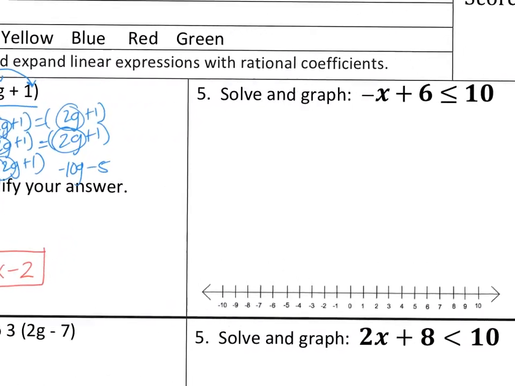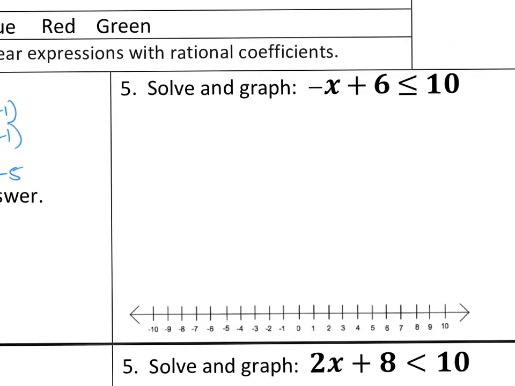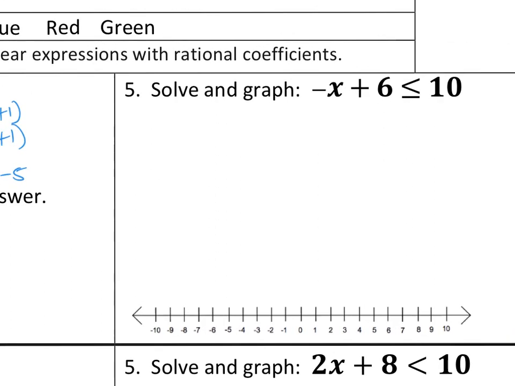Solving and graphing inequalities is almost the same as solving equations, except if you have a negative in front of the variable, you're going to end up flipping the inequality. Let me say that again. If you have a negative coefficient on the variable, you're going to end up flipping the inequality.